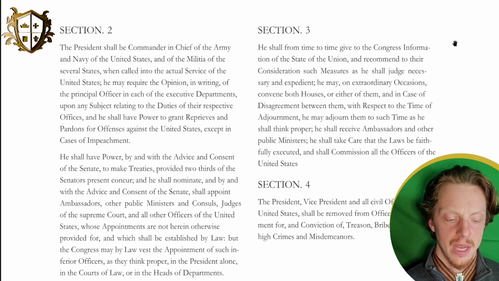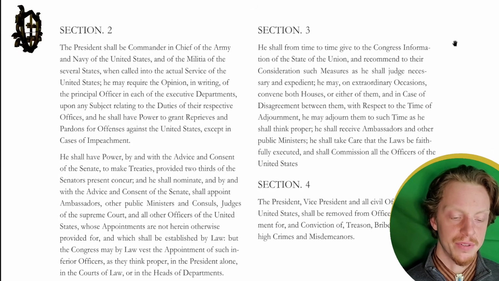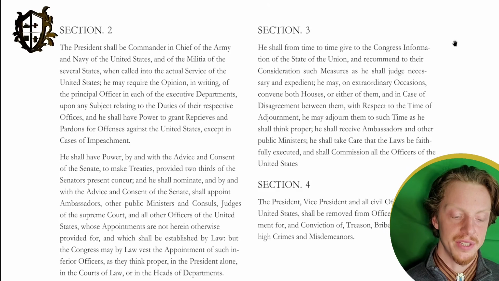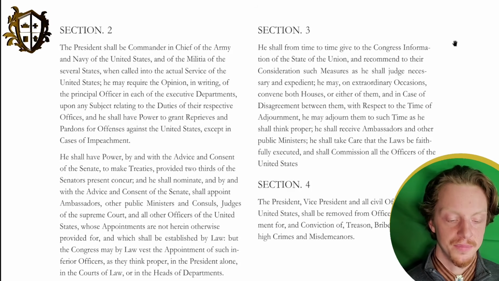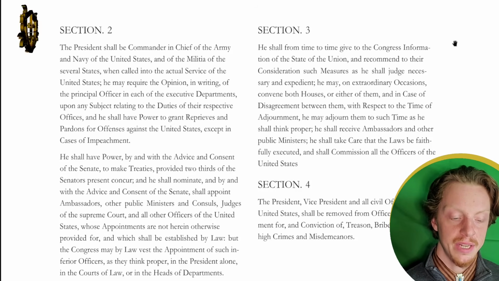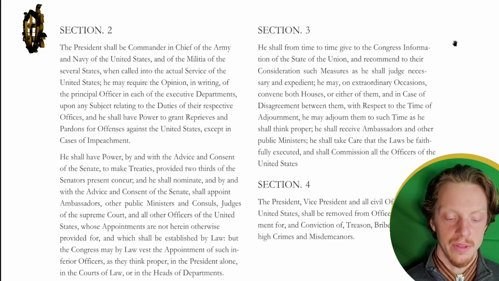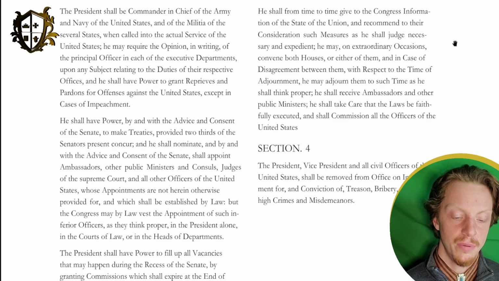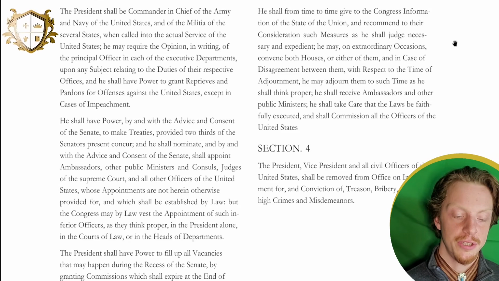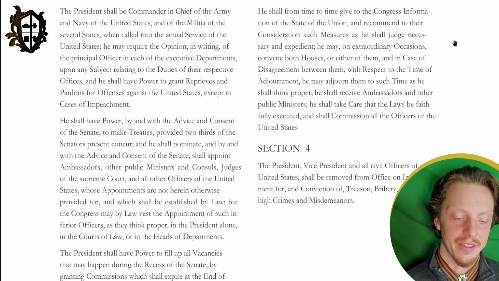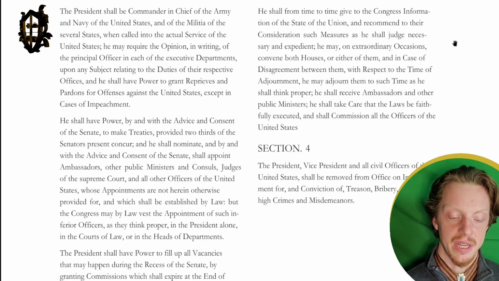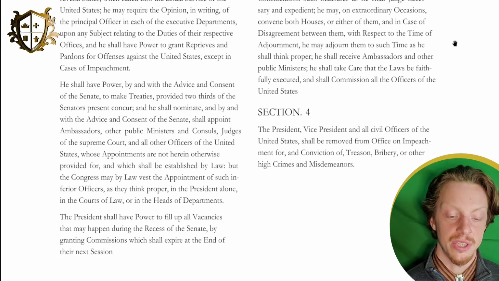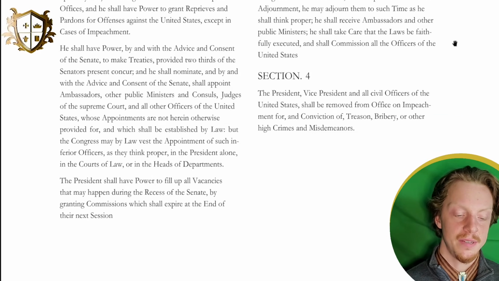Section 3. He shall from time to time give to the Congress information of the state of the Union and recommend to their consideration such measures as he shall judge necessary and expedient. Recommend, not require, not compel. He may, on extraordinary occasions, convene both houses, or either of them, and in case of disagreement between them with respect to the time of adjournment, he may adjourn them to such time as he shall think proper. He shall receive ambassadors and other public ministers. He shall take care that the laws be faithfully executed, and shall commission all the officers of the United States.